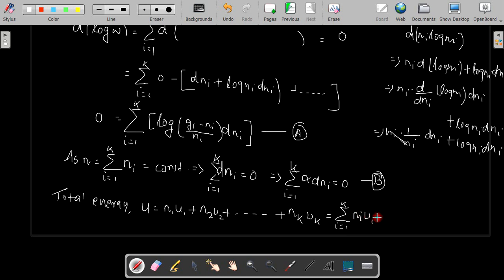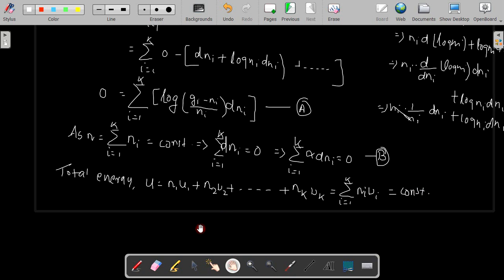Okay, here also what we can do is differentiate this and check, because the total energy of the system will again remain constant. Why? Because we said that this is actually an isolated system. So this total energy will again remain constant, and what we can do now is differentiate this and we can get this result: summation i is equal to 1 to k of ni dui is equal to 0, because on that side we actually have a constant.